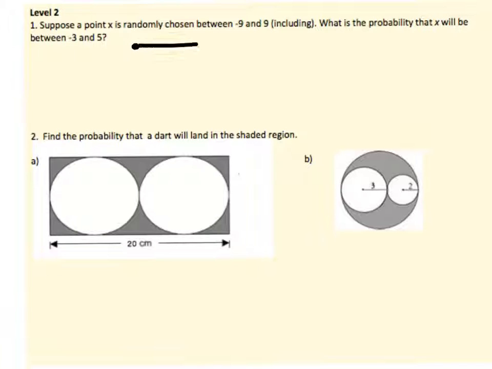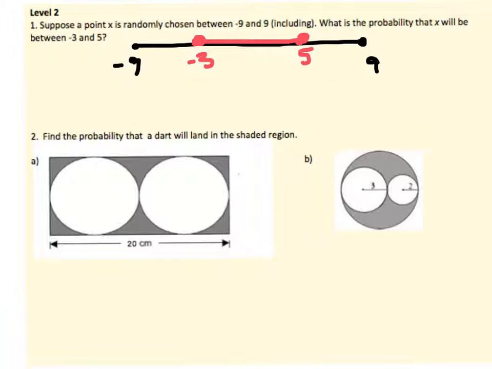So if I have a number line from -9 to 9, and then I want to figure out what's the probability that it lands between -3 and 5. Remember, probability is always the amount that you want to have happen over the total amount of possibilities that could happen. So if we look at this number line, the possibilities are not just -3, -2, -1, 0, all the way to 5. It's anywhere in between the number -3 and 5 because it could be a decimal.